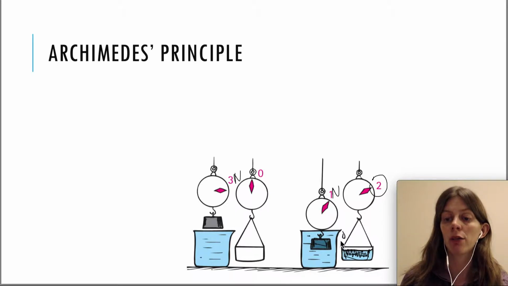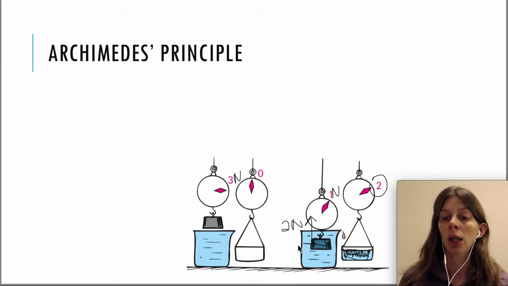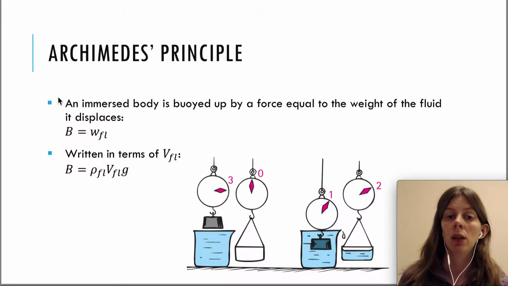So I know I just said a lot of words here, but let me just repeat myself. When you place an object in water, it's going to experience a buoyant force. That buoyant force on this object must have been 2 newtons in order to be able to push 2 newtons of water into the second container. So now we're ready for the definition of Archimedes' principle, or the statement of this principle. It says, an immersed body is buoyed up by a force equal to the weight of the fluid it displaces.